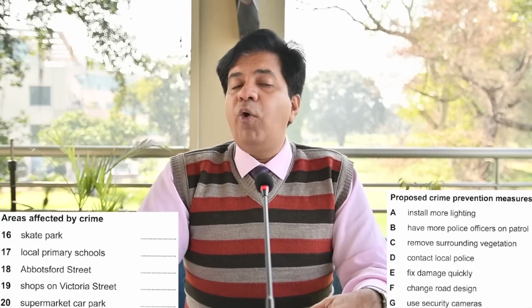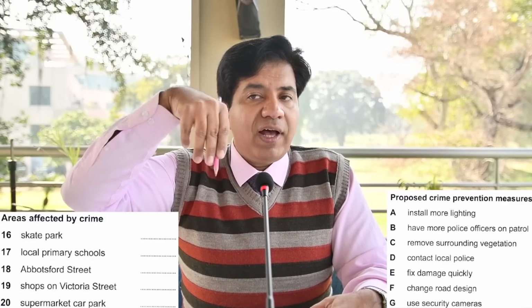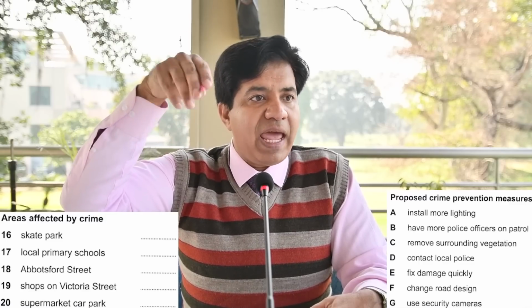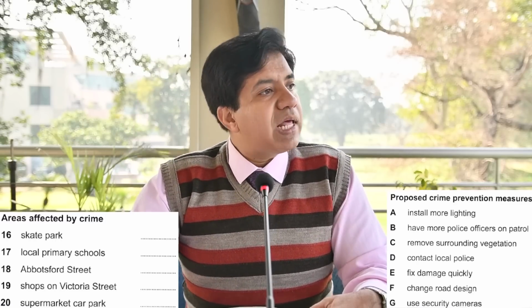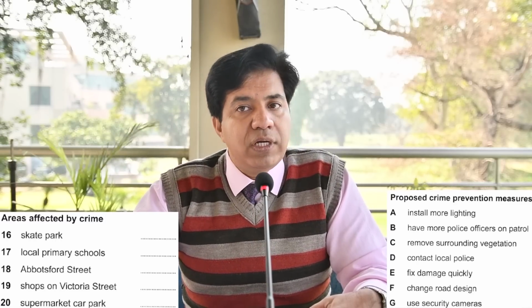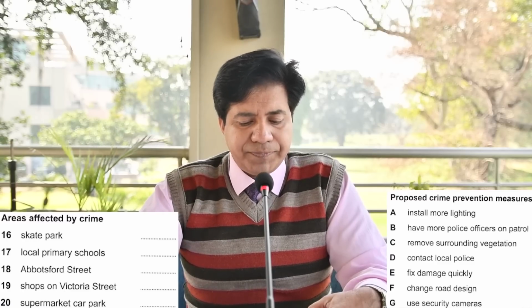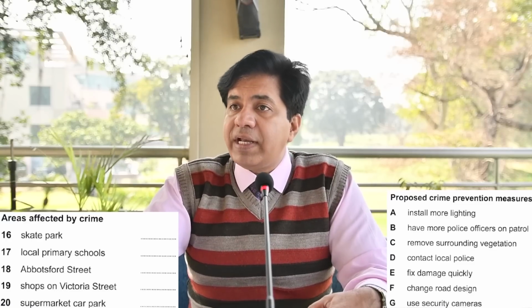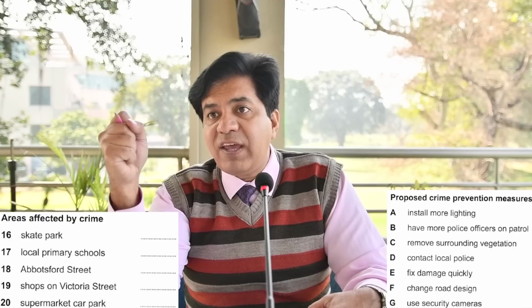Okay, question number 18, Abbotsford Street. F, change road design. For road design they use the word roundabout. They said they don't have money for cameras and all that, so the council has agreed to put a roundabout there. So putting a roundabout means changing the road design. Question number 19, shops on Victoria Street. G, use security cameras. And for that they used video recording equipment.